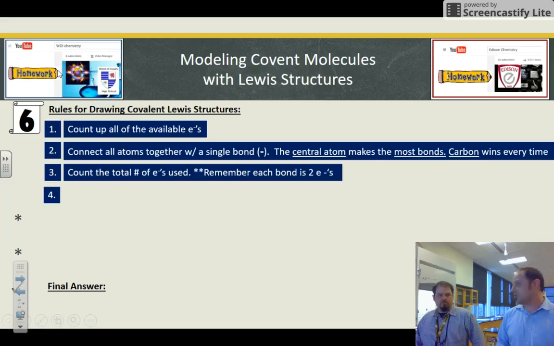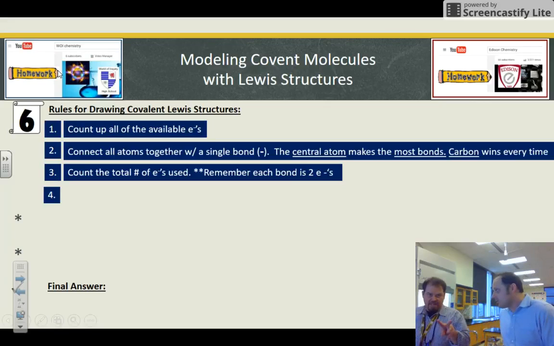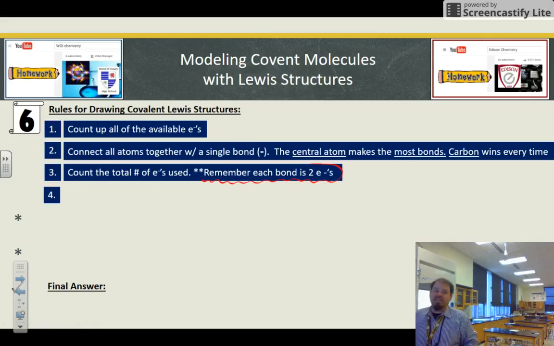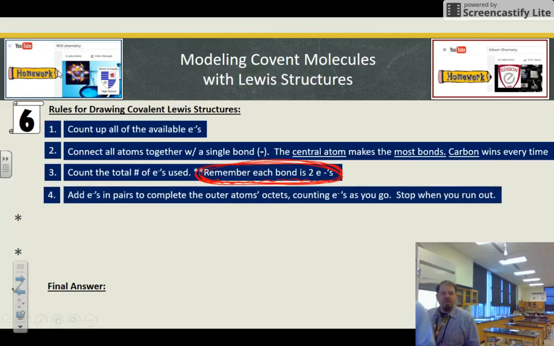Count the total electrons used after you connect. Each dash now is 2 electrons. Very important. I'm going to underline that because that's a fact beyond the rules here. That's actually sometimes a multiple choice question. Testable. Question: how many electrons are present? And then I'm going to add electrons in pairs around the outside atoms until I get to whatever that number is that I counted to.